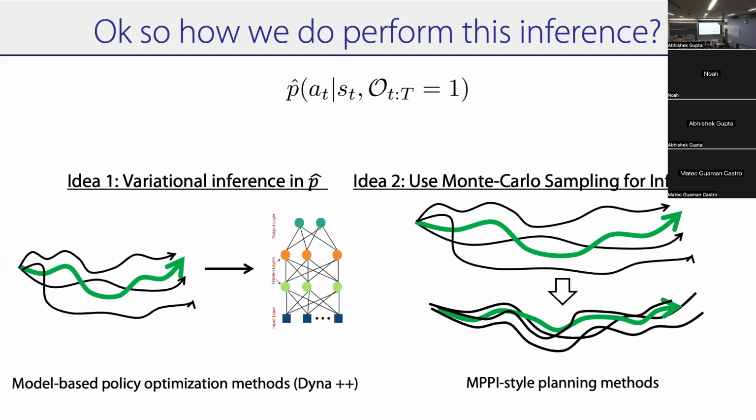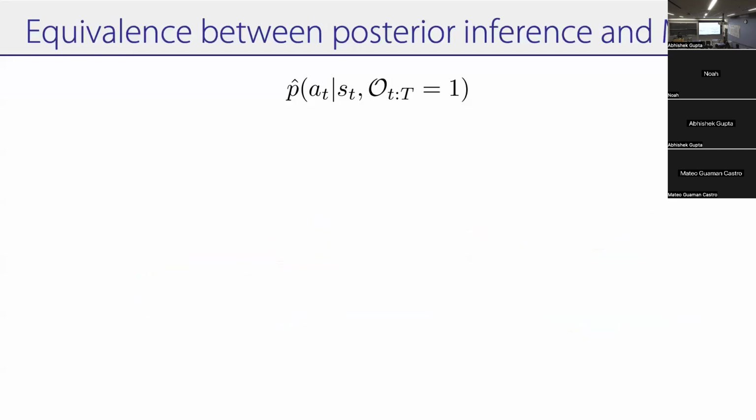It's hard to do because of the integral in the denominator and all of that jazz. We're just going to do variational inference with p hat. It's going to give us MBPO, Dyna, those types of algorithms. Or we're going to try and do some approximation with sampling, and that's going to give us algorithms like MPPI and so on. Okay.